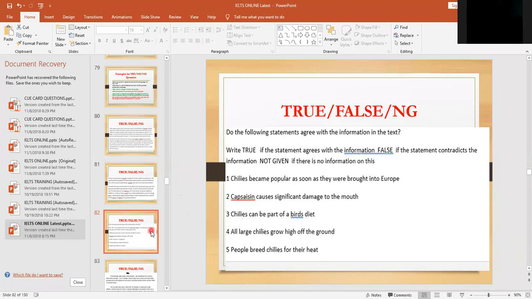Okay, so that is it. That's question 4. Question 5 now, let's treat this. Maybe after this, if you have any question, you have time to just pick some complex one. Okay, then this is question 5. Question 5 is saying people breed chilies for their eats. This is talking about the purpose of breeding or growing it for their eats.